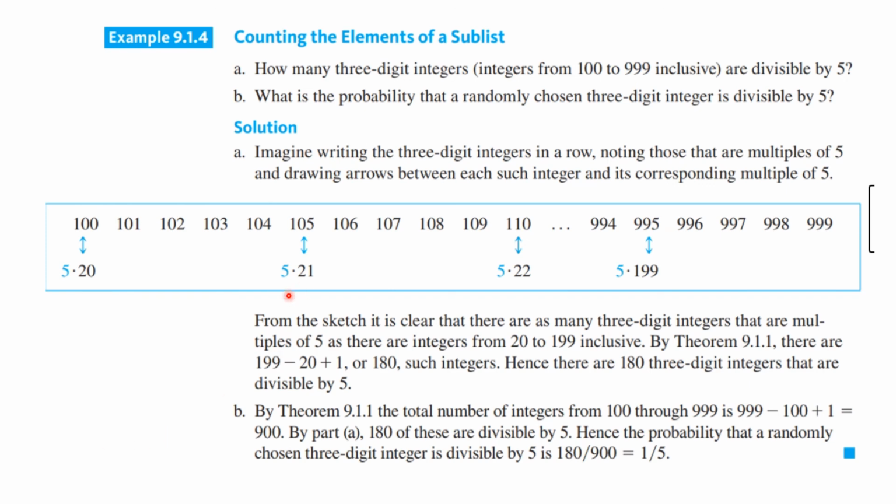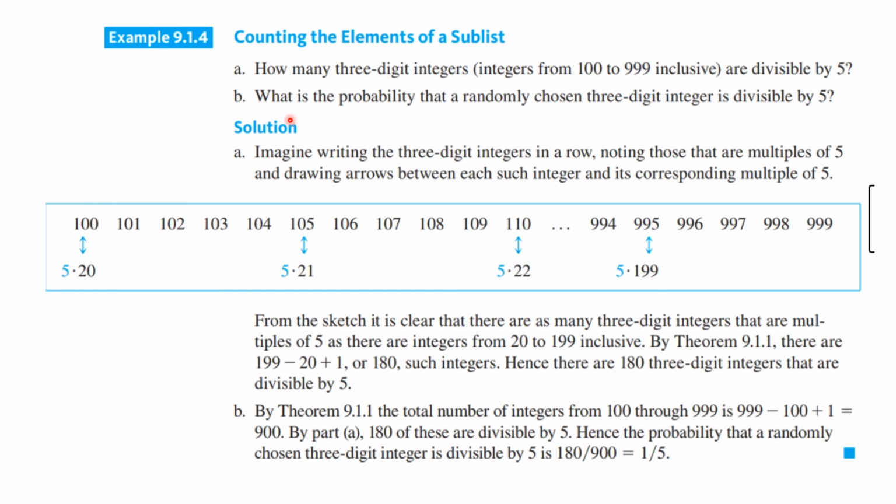Okay, let's apply that to an example, counting the elements of a sublist. And these are the kind of questions that I might ask on a test regarding this. How many 3-digit integers, and that means that the integers are from 100 to 999 inclusive, are divisible by 5?